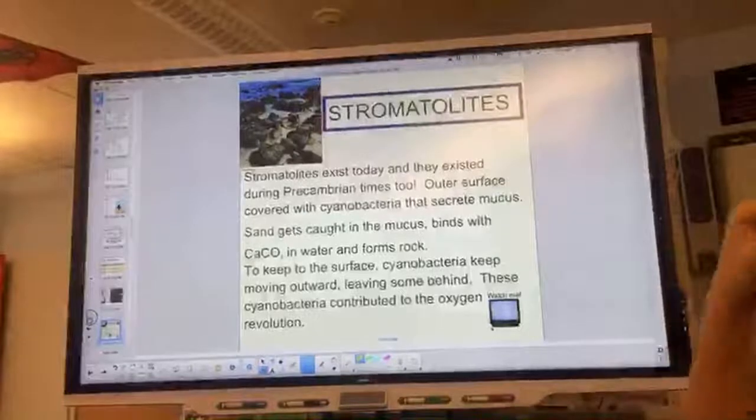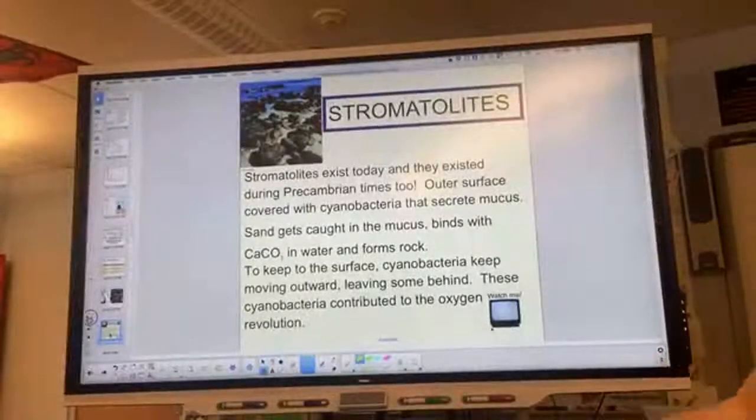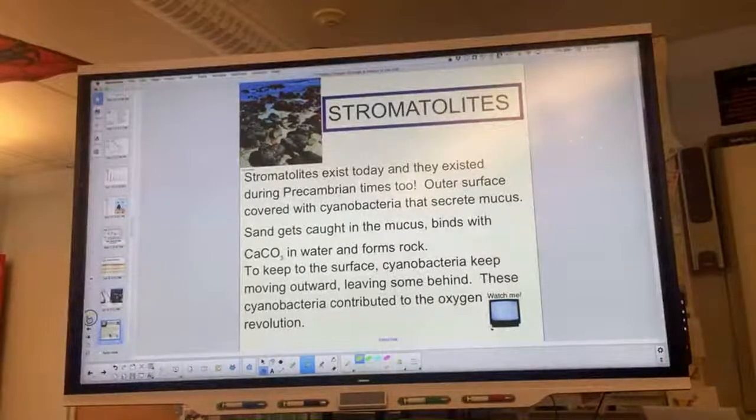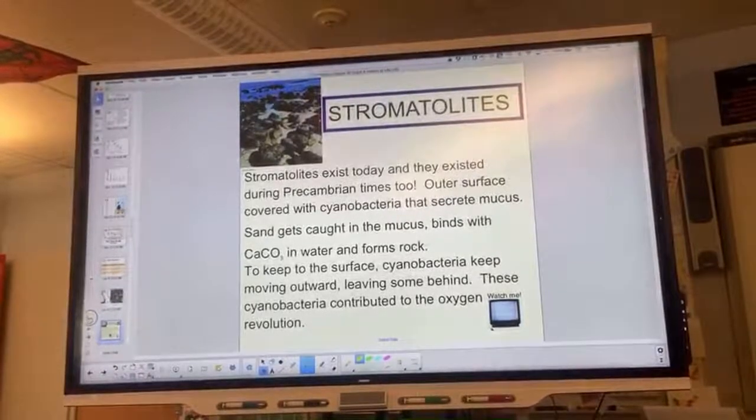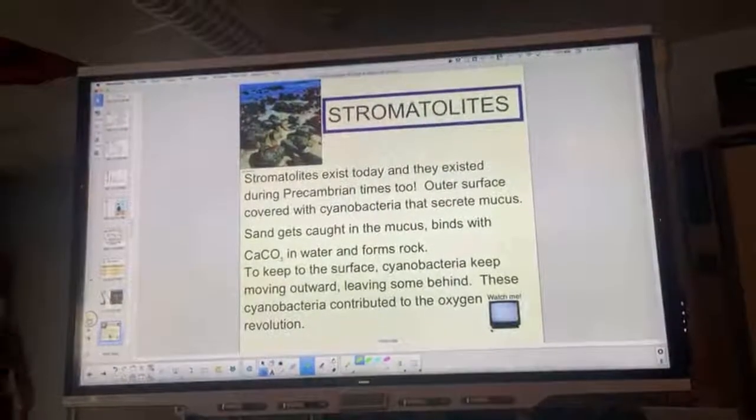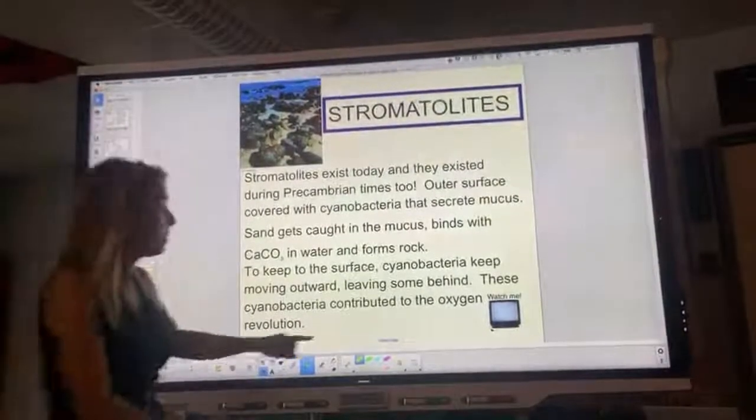Cyanobacteria that have mucus and gets caught in the mucus, calcium carbonate in water and rocks. And cyanobacteria keep growing outwards, and the cyanobacteria contributed to the oxygen revolution. Okay, now I want to show you a video about the criticalness of oxygen, the oxygen revolution. So half-mast your Chromebooks, please.